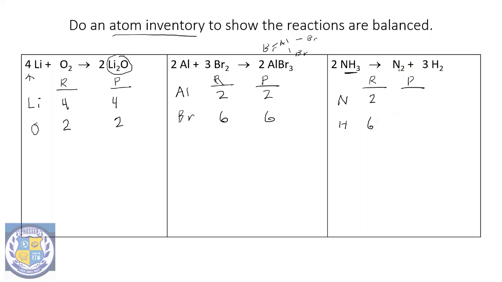On the product side, there's a nitrogen molecule, which is 2 nitrogen, and there's 3 hydrogen molecules. 3 times 2 is 6.